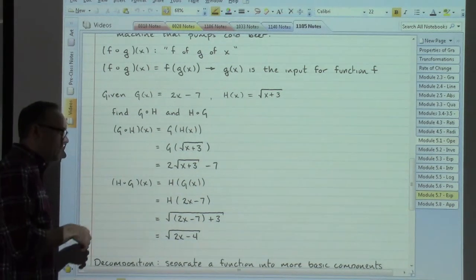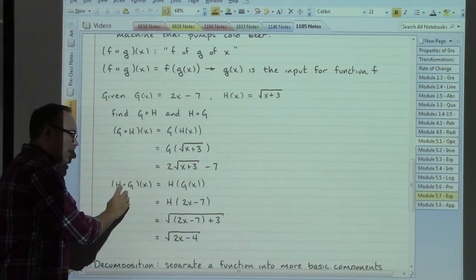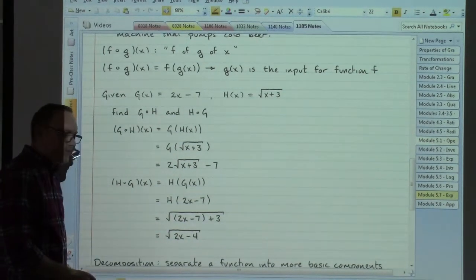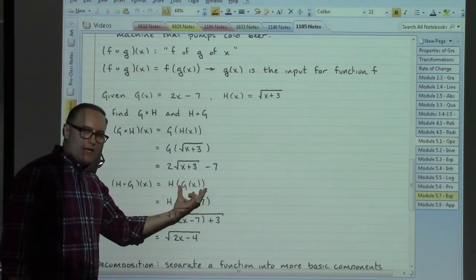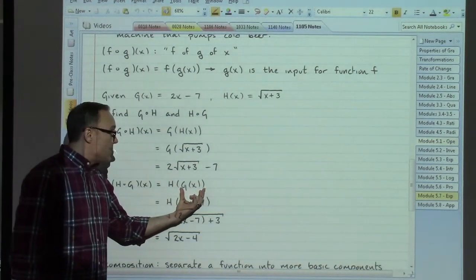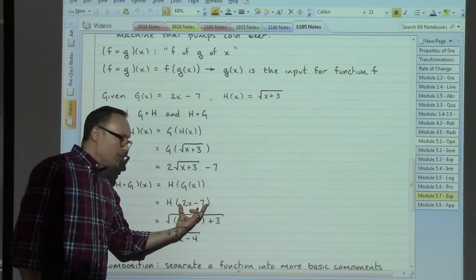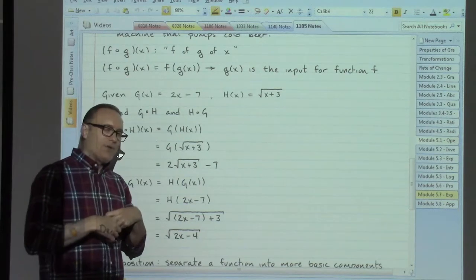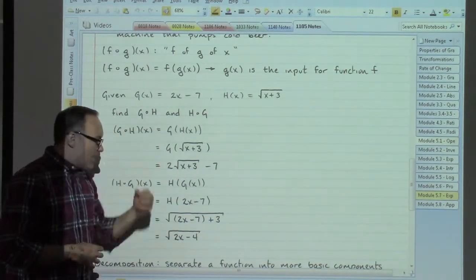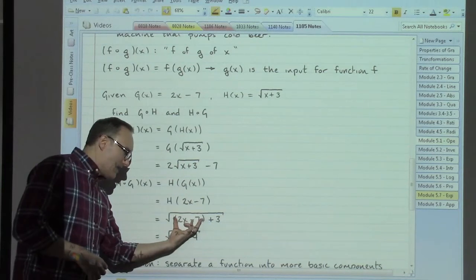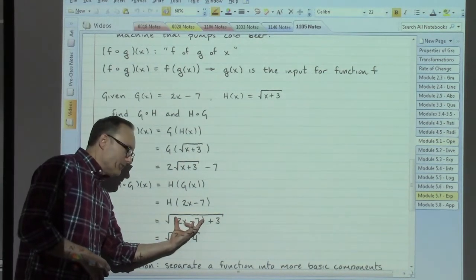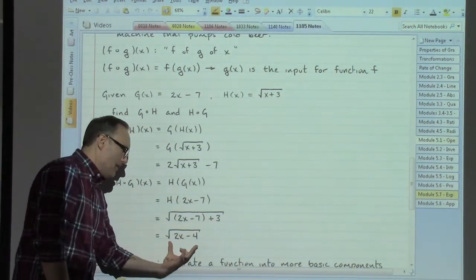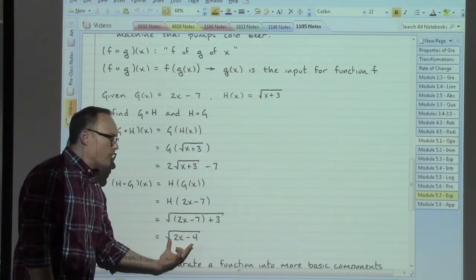Now let's watch and see what happens when that's a different order. Capital H of capital G of x. Now it's the capital G that's going to be going inside. Capital G is 2x minus 7. So instead of x, we're going to have 2x minus 7 being put into our capital H function. Capital H has that square root. Instead of the x, we're putting in the 2x minus 7, and the plus 3 still underneath of that square root. Tidy that up, we get the square root of 2x minus 4.